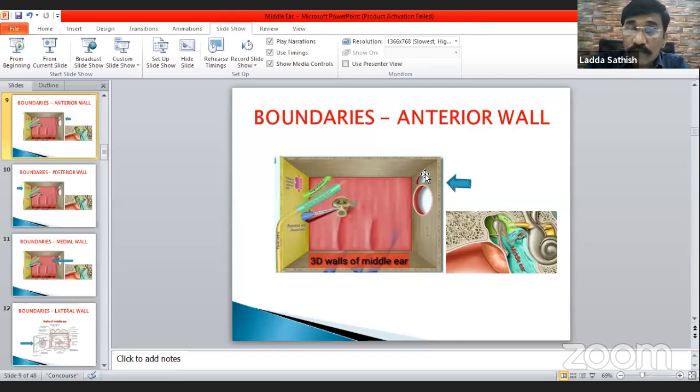Now if you are looking carefully here, you are getting something. And just now we talked that the middle ear has communication at two places. One is toward the anterior aspect and one is toward the posterior aspect. The communication toward the anterior aspect is with the nasopharynx by means of a tube. And what is the name of that tube? Eustachian tube. So the middle ear is having communication with the nasopharynx by means of a tube, and that is called the eustachian tube. One more thing is there.